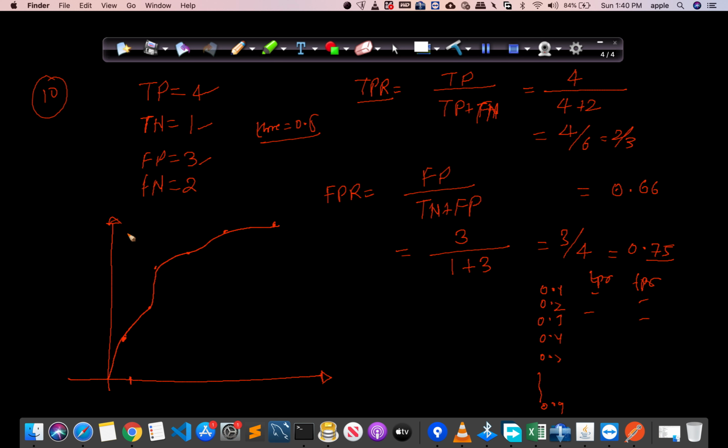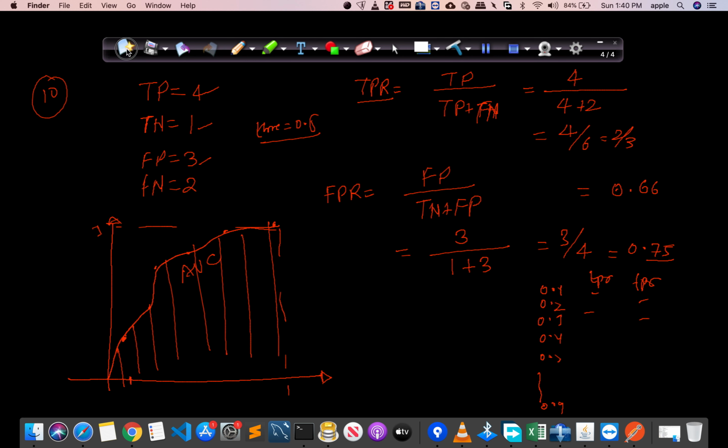This graph is 1 at max on both axes. The area under this graph is called AUC. This is how we draw this ROC or AUC, whatever you call it, no problem with that naming.